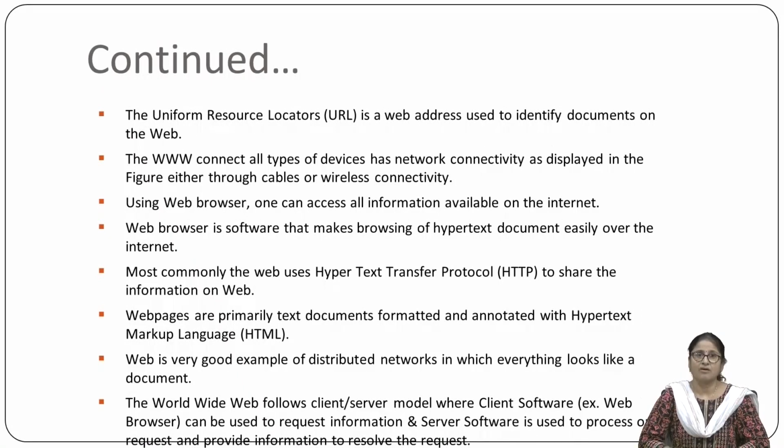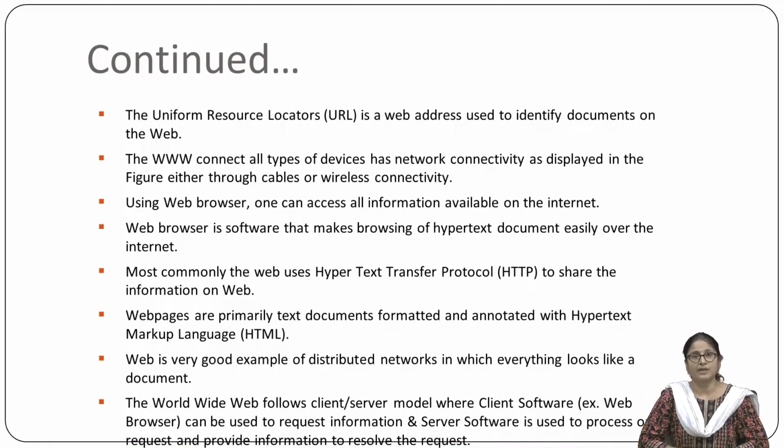One can access all the information available on the internet using a web browser. The web browser is an application software which makes browsing of hypertext documents easy over the internet. The web most commonly uses the Hypertext Transfer Protocol, the HTTP protocol, to share information on the web. The web pages are primarily text documents, and they are formatted and annotated with the Hypertext Markup Language, called HTML.